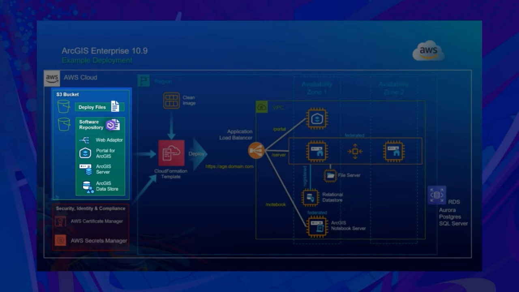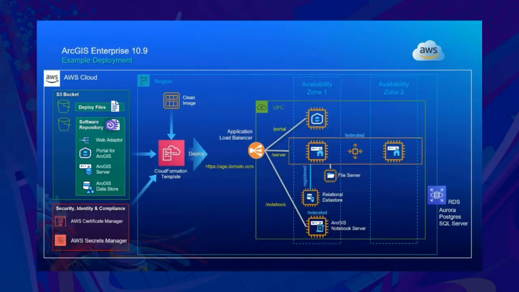The deploy files bucket contains the ArcGIS license file and the SSL certificates. There will also be a software repository bucket made available. This bucket contains the ArcGIS software to be deployed by the CloudFormation template. This new workflow installs the ArcGIS software selected in the template. Earlier templates prior to 10.9 used an Esri AMI that contained all the software, but only configured the software in the template.